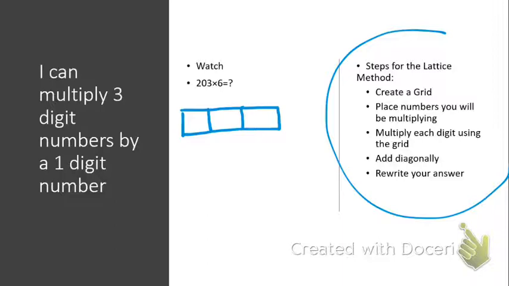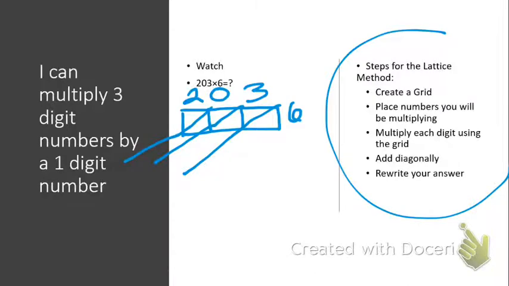And then I need to place my number, so I'm going to put 203, and then 6. And then I forgot to do my lines across, so corner to corner and a little extra, corner to corner and a little extra, corner to corner and a little extra, okay? So now that I have that set up, I am going to start multiplying using the grid.